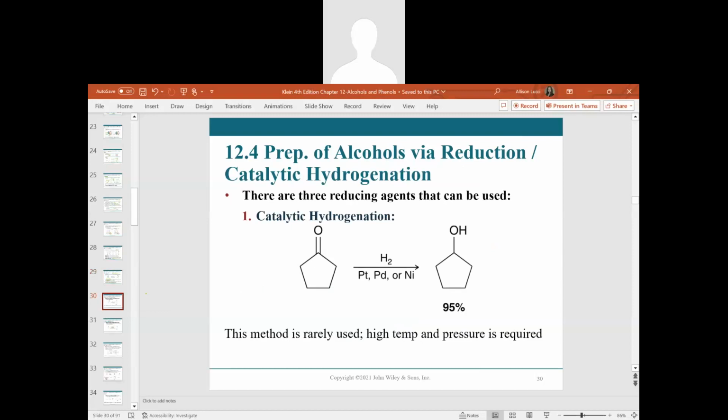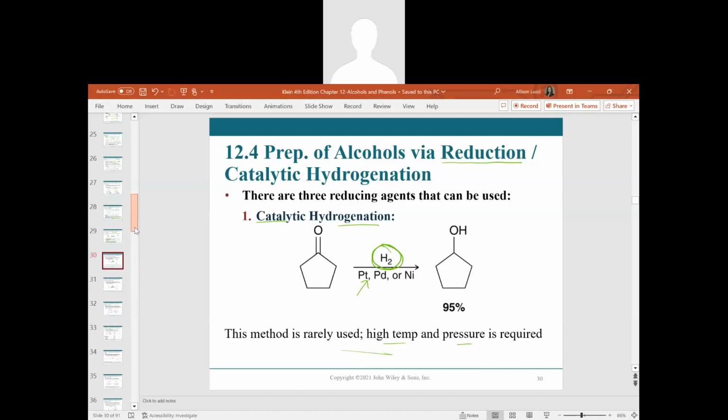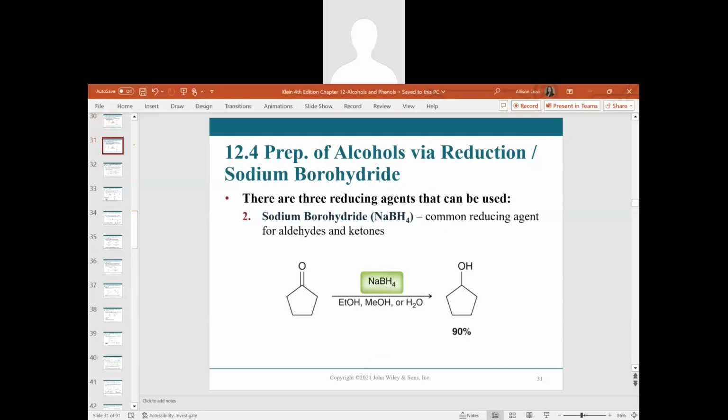So we can also prepare alcohols another way. Another reduction would be through what's called catalytic hydrogenation. We can use a catalyst, platinum, palladium, or nickel, and then hydrogenate that double bond. But this is not useful because of the high temperature and pressure that's required. So that's less likely seen than other methods. Let's take a look at some more reductions here.